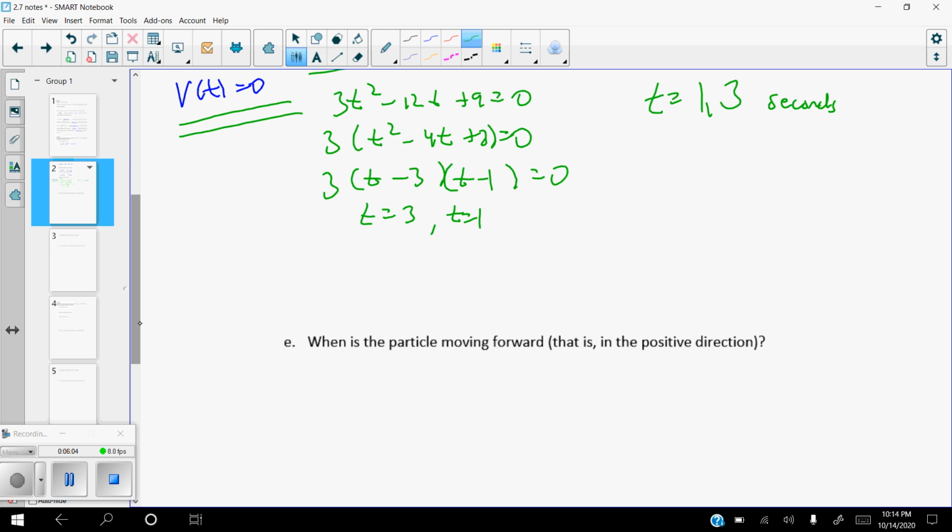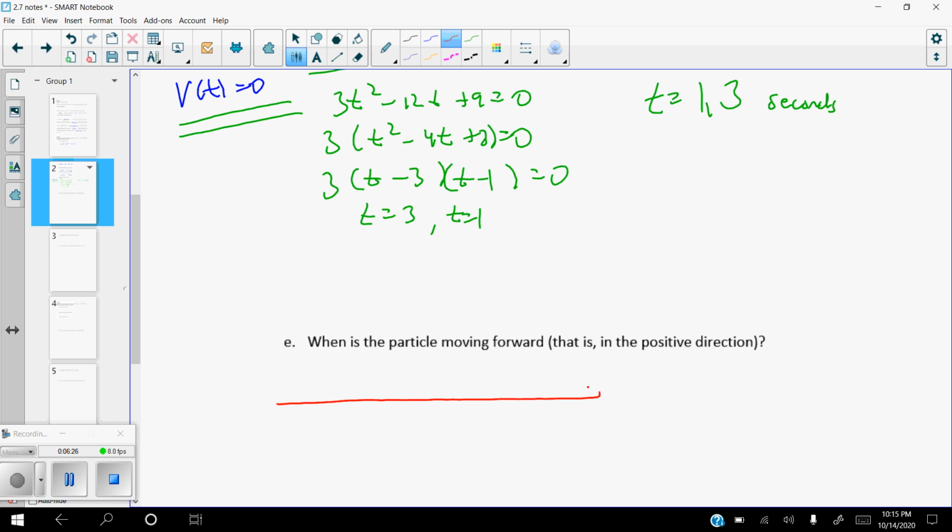All right, part E. When is the particle moving forward? That is, in the positive direction. Okay, we're actually going to do something that we haven't really done before. So we want to know when the particle is moving forward. That means that the velocity needs to be positive. So what we're going to do is create a number line for our velocity function.